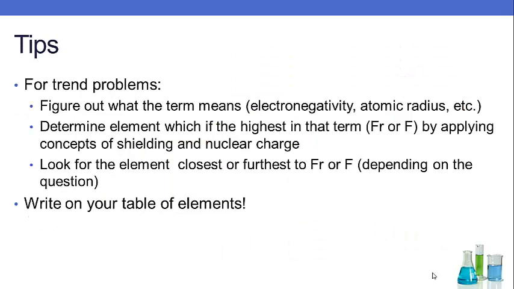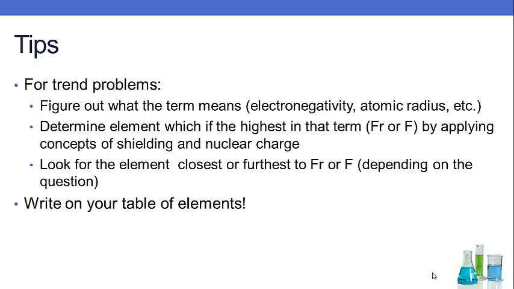So some tips. For the trend problems, and this is the bulk of the problems on the test, figure out what the term means. Know what electronegativity is. Know what atomic radius is. Then determine which element is going to have the highest in that term. So is it going to be francium or is it going to be fluorine? Apply those concepts of shielding and nuclear charge, figuring out how the attraction changes between the electrons and the nucleus.